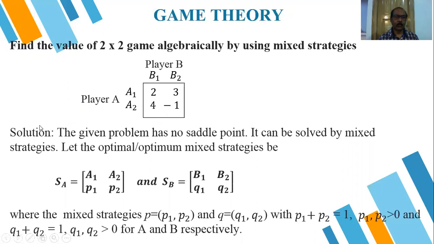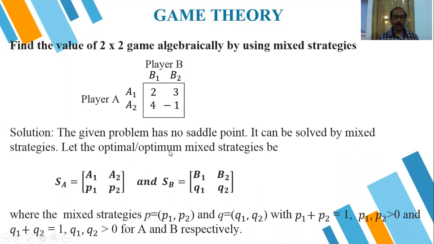If we check the solution, what is the minimum? Here the minimum is minus 1, and what is the maximum? Here the maximum of the minimums is 2, the minimum of the maximums is 3. So they are not equal, maximin and minimax are not equal. So there does not exist any saddle point. So this is not a pure strategy problem, it is a mixed strategy problem. The given problem has no saddle point. It can be solved by mixed strategies.